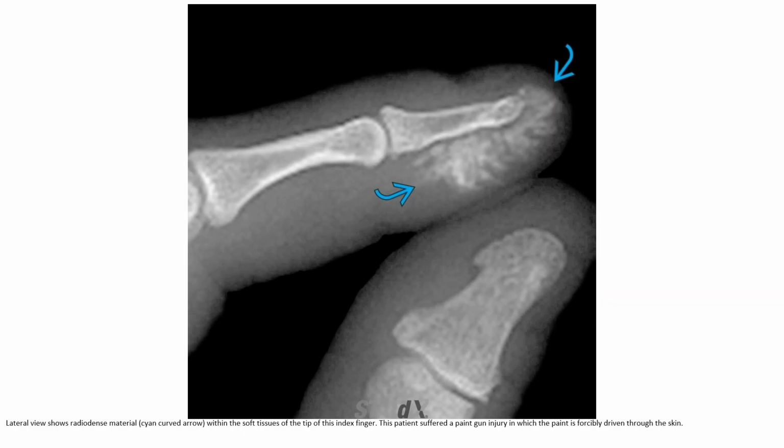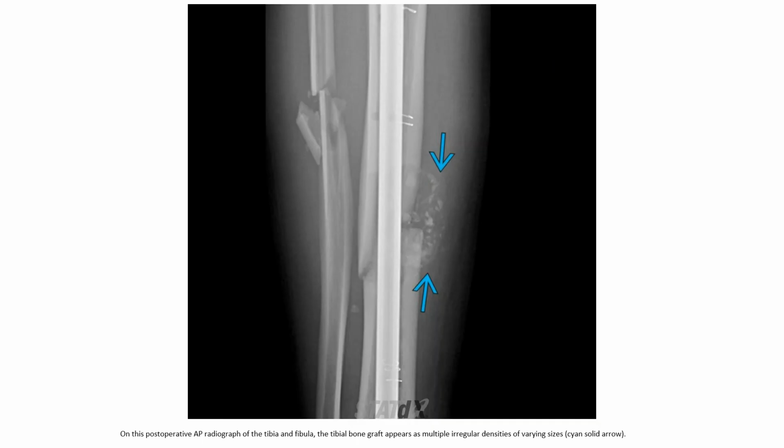Lateral view shows radiodense material within the soft tissue of the tip of this index finger. This patient suffered a paint gun injury in which the paint was possibly driven through the skin. On this postoperative AP radiograph of the tibia and fibula, the tibial bone graft appears as multiple irregular densities of varying size.